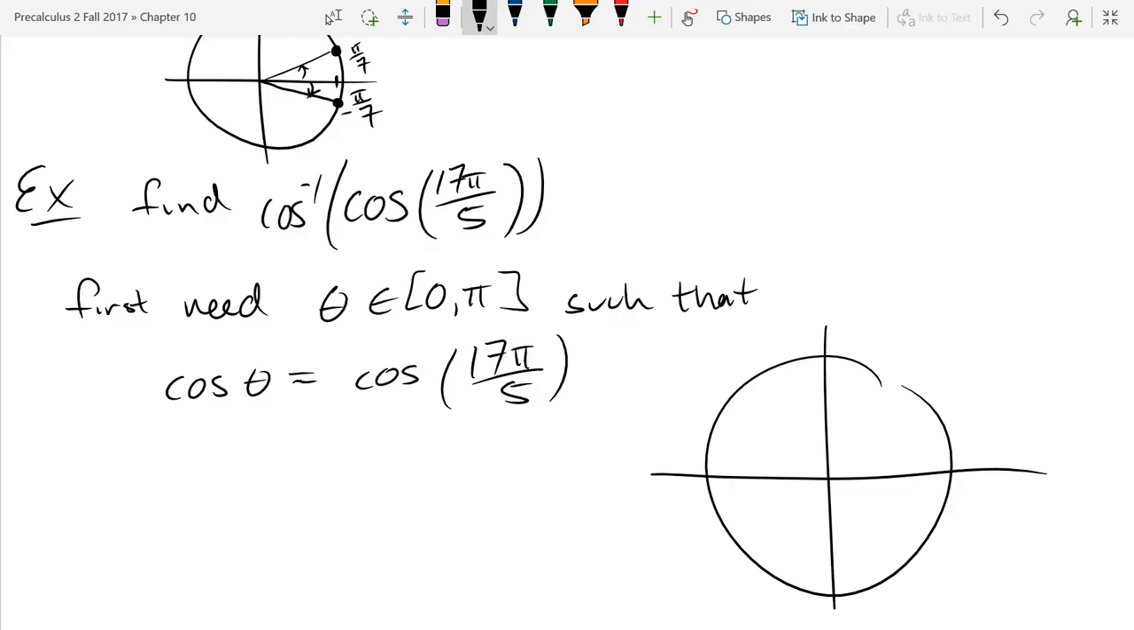So 17 pi over 5. Let's count in pi over 5. So we got 5 pi over 5, 10 pi over 5, 15 pi over 5. So this is going to do one full lap and then some more. So figure out where this stops on the second rotation. And then what angle has the same cosine value?